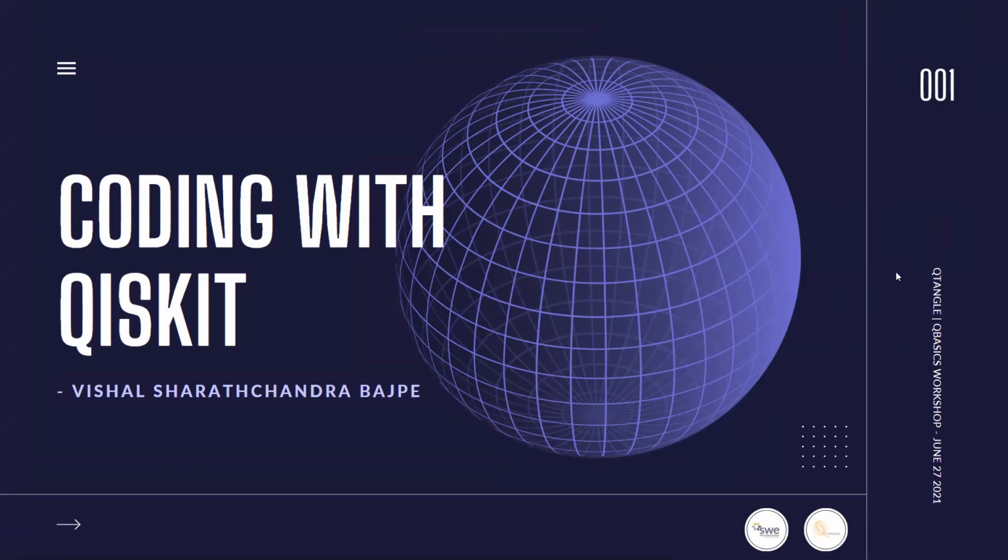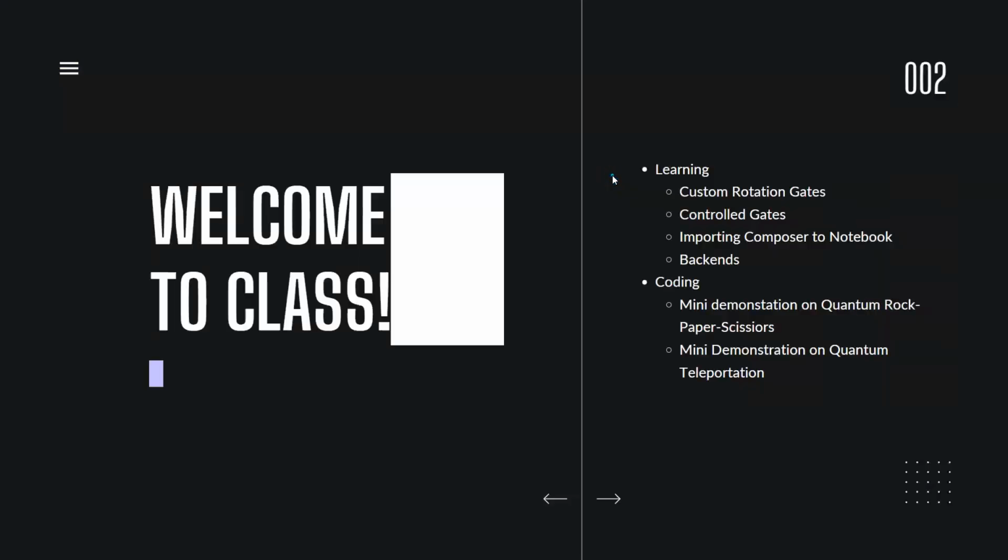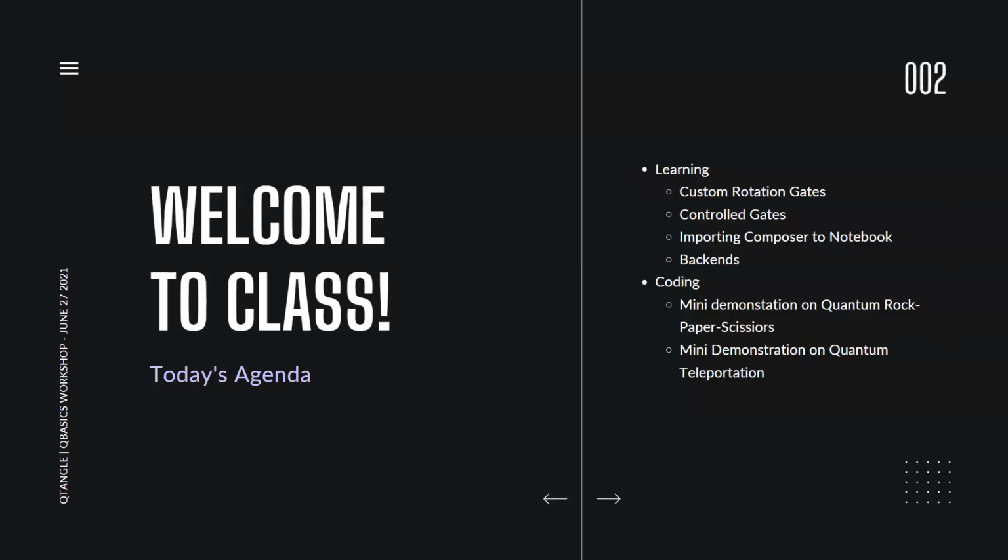So let's look at today's agenda. We'll be continuing basically in two parts. We'll be starting with the learning part, where we'll be learning about custom rotation gates. Right now you just looked at the Pauli X, Y, and Z gates, right? What if instead of going all the way to pi, you want to go somewhere in between? That's where custom rotation gates will come in. I'll explain about that.